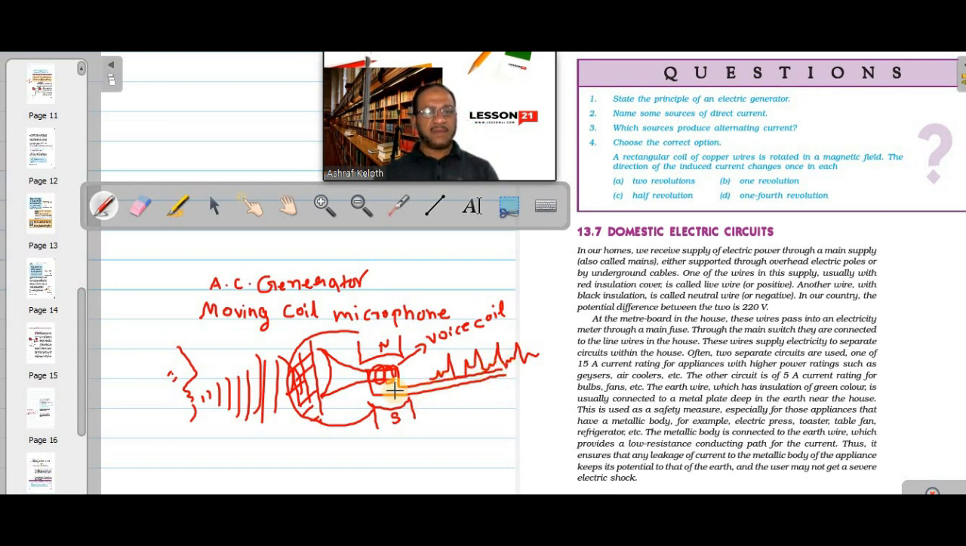So we can consider the mic as a small generator. It produces alternating current by using your sound. The sound vibration is converted into an electrical signal.